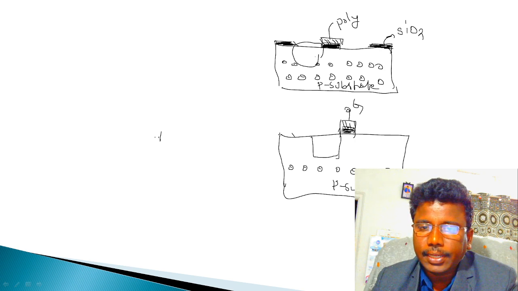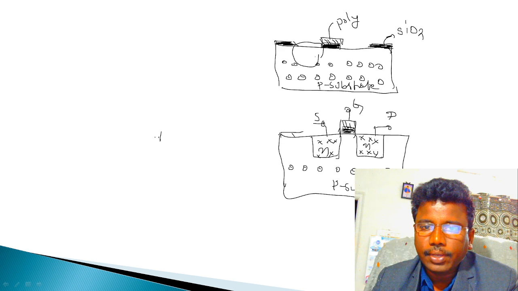Here I am inserting electrons. Just assume these are the electrons. It is N. I am diffusing here by heating this material while fabricating. By heating this material they are diffusing electrons here. So this is named the source, and this is named the drain.